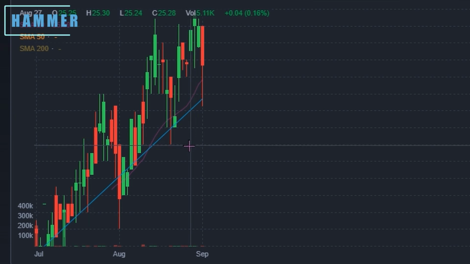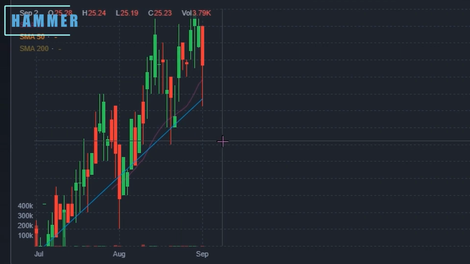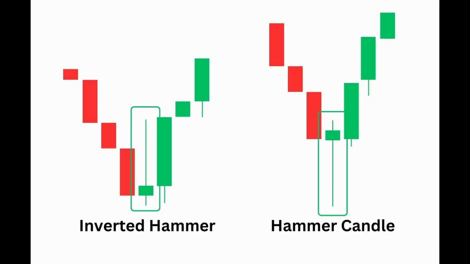What is that telling you guys? Price tried to drop, but buyers stepped in aggressively, pushed it back up before the close. That's a shift in momentum. I don't blindly buy hammers, but if they happen on a strong support level, that's when I get interested for a swing trade.